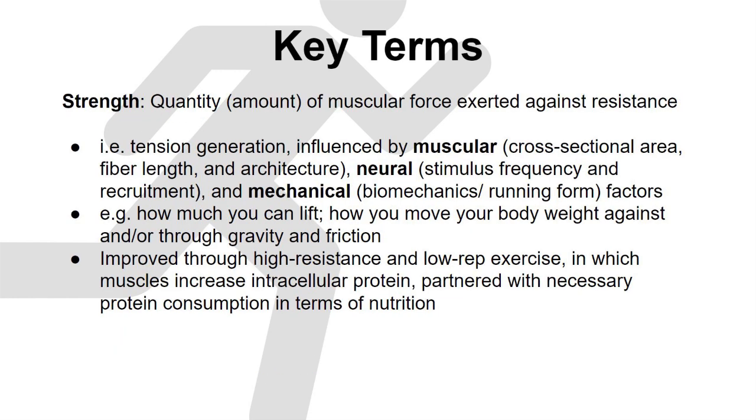So one of the key terms, strength, is basically about how much force you can exert against resistance. Another way of thinking of it is tension generation or kinetic potential. But strength itself is going to be influenced by muscle composition, the muscle fibers themselves, which can be adapted and changed through training, the neurology, basically how the brain recruits muscles, and then the mechanics. Those three things, muscular, neural, mechanical, are influencing our strength essentially.